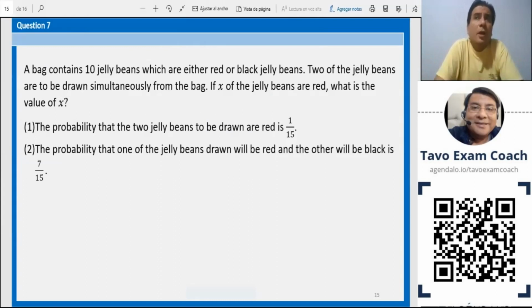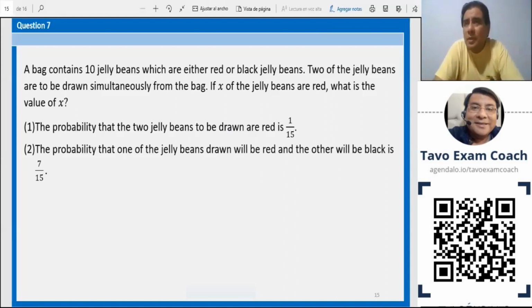Okay, here we're not being asked to calculate any probability, but where are the probabilities here? Let's take a look at the statements. It says the probability that the 2 jelly beans to be drawn are red is 1/15, and the probability that one of the jelly beans drawn will be red and the other will be black is 7/15. So the probability is already involved in this calculation.